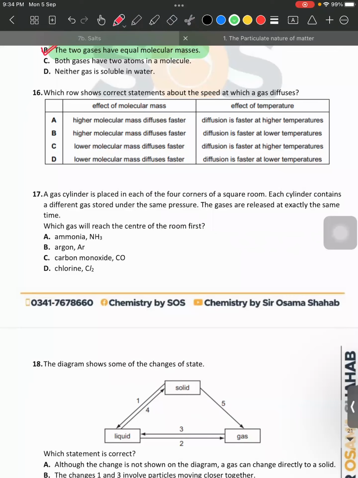Okay, let's check. They are saying which row shows the correct statement about the speed at which the gases diffuse, right? We know that the lower the molecular mass, the faster the diffusion. So you can see this lower molecular mass diffuses faster. That means these two can be the right answer. Then we know that if we increase the temperature, diffusion is going to increase. So diffusion is faster at higher temperature. So the right answer will be C.